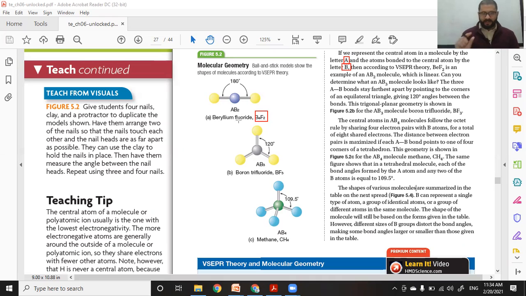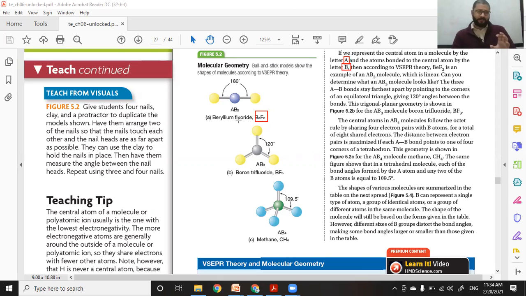A means the central element, B means the other element attached to the central one, and if 2 is mentioned next to B, it means that two elements are attached to the central one. So if we have this configuration of AB2 molecules, understand that the bond angle will be 180 degrees, and the structure will be linear.